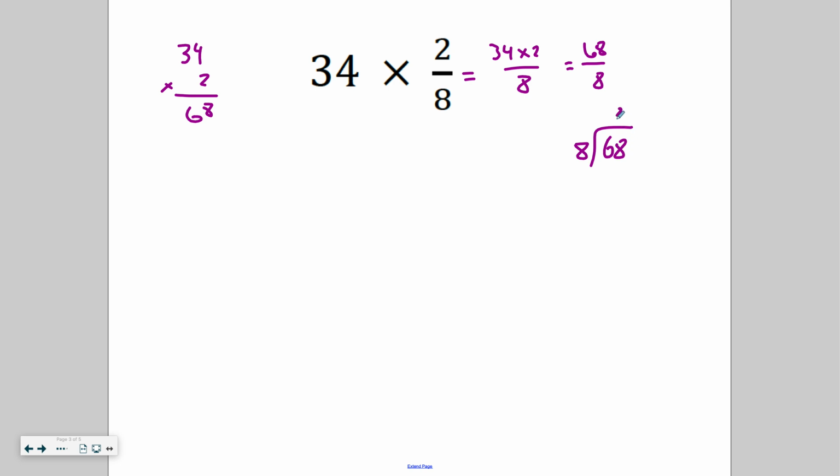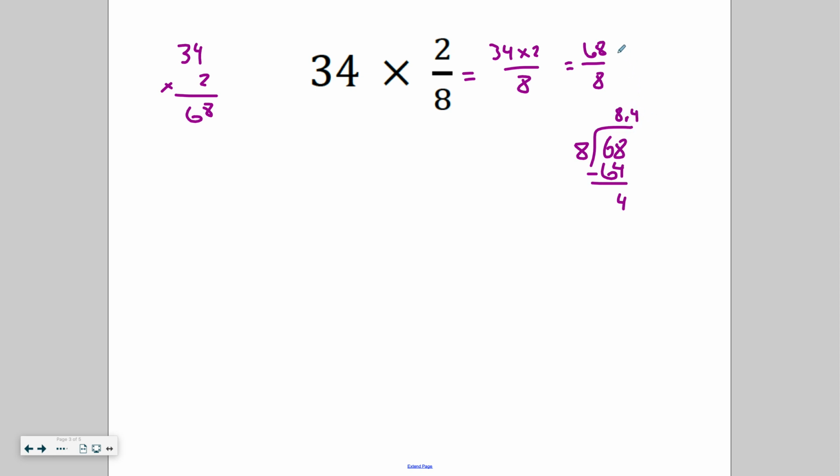Well, it's actually 8 times, because 8 times 8 is 64. So now I can subtract. 68 minus 64 is 4. There's nothing to bring down. So my final answer is 8 remainder 4.